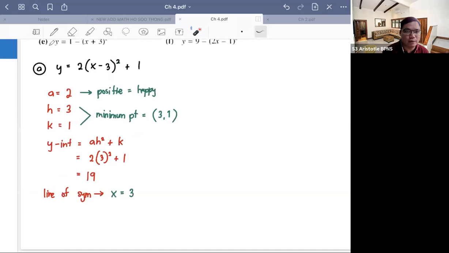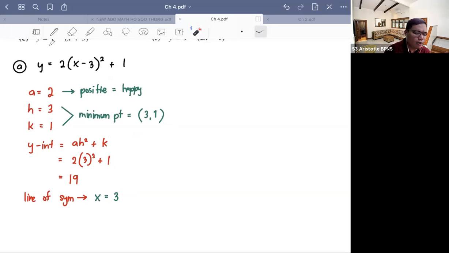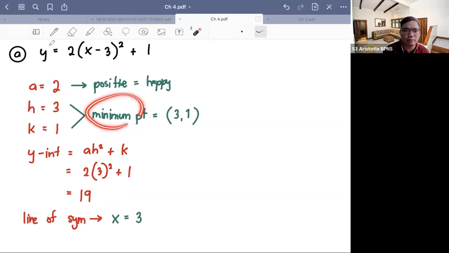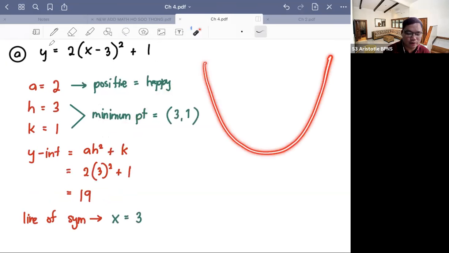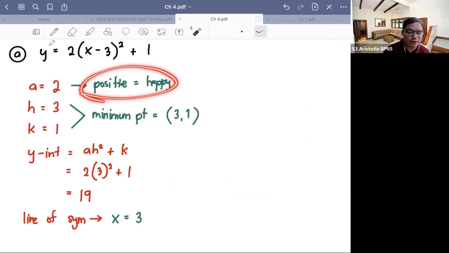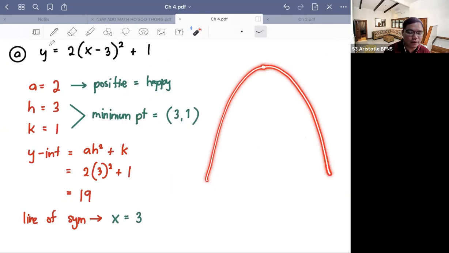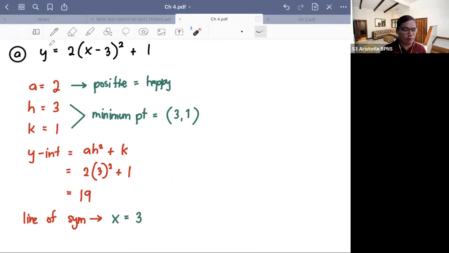By the way, class, maybe some of you are wondering how you determine if it's a minimum or maximum point. Of course, if your graph is happy, like this, the tip is your minimum point. Now, if your graph is sad, of course, it's like this. That means the tip is a maximum point. So that's how you determine if it's a minimum or maximum point.